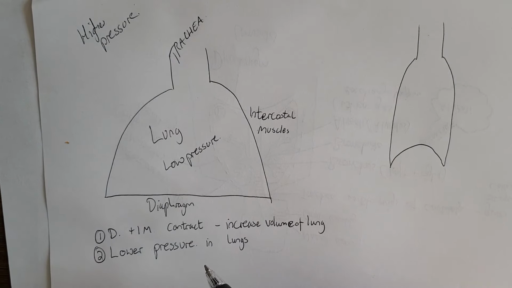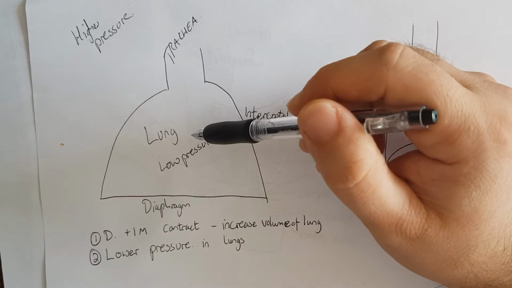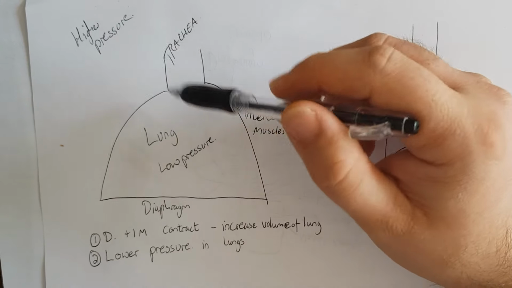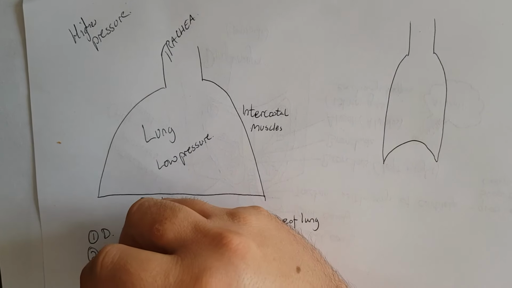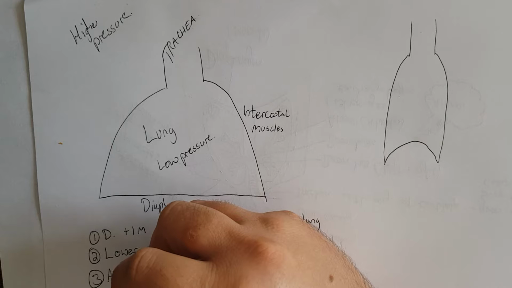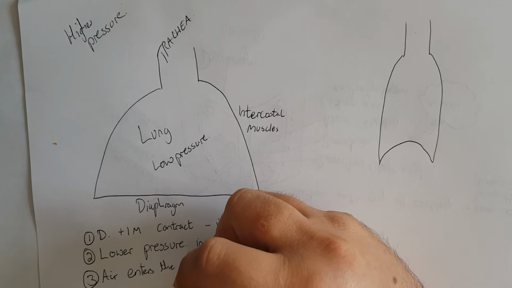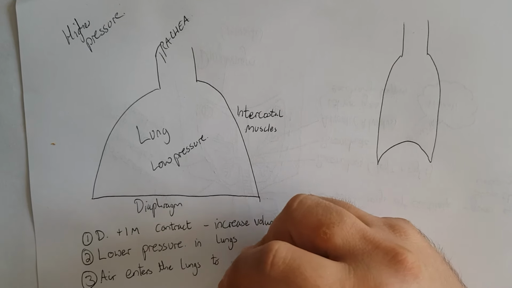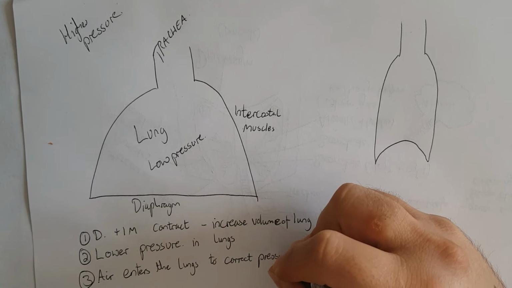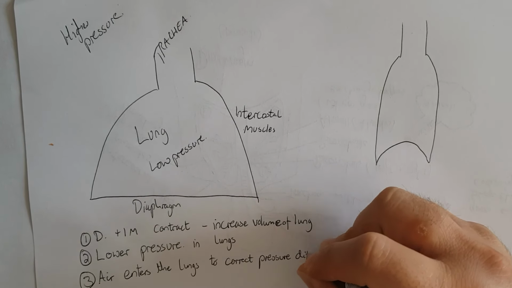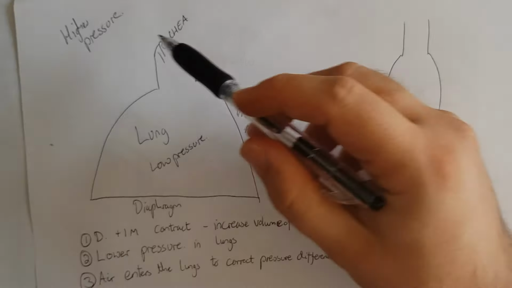Now we like to have things being equal, so the higher pressure air will end up going into the lungs. We'll get air rushing into the lungs to correct that pressure difference. So air enters the lungs to correct the pressure difference. And this is how we can breathe in.